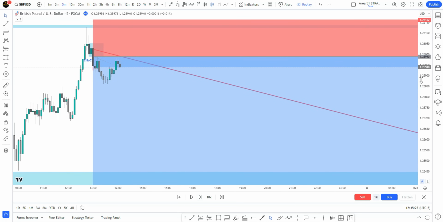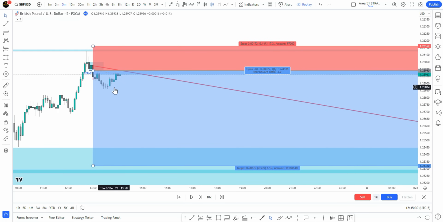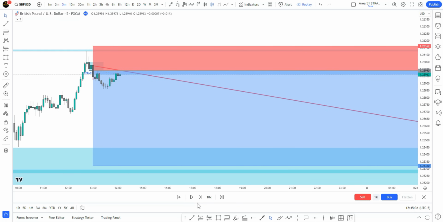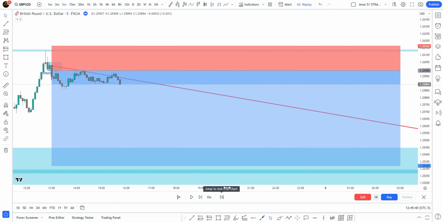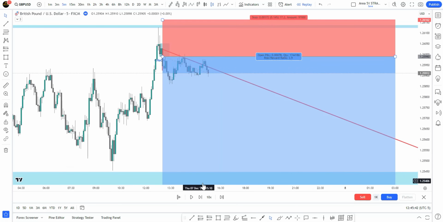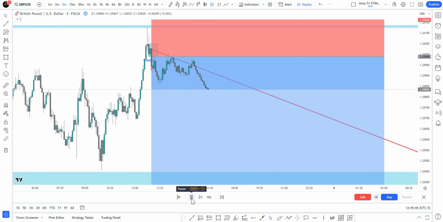Okay, price already tapped on our entry. We can see that right away. We already got a trade executed. So now we're waiting for the results.